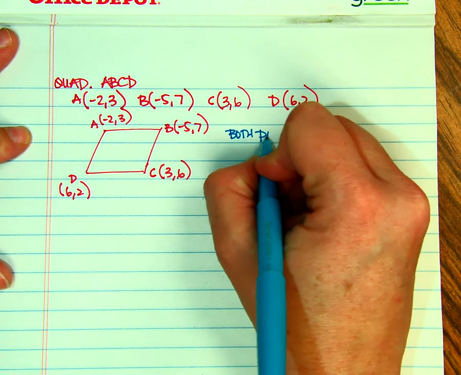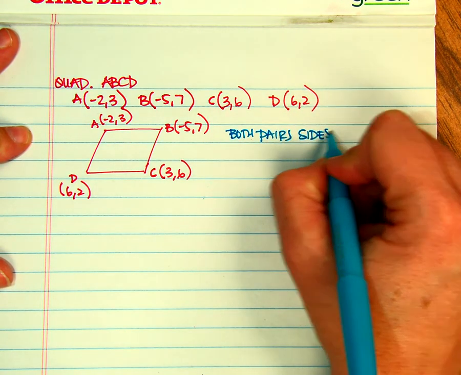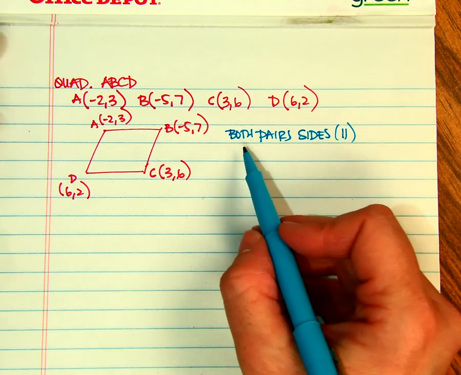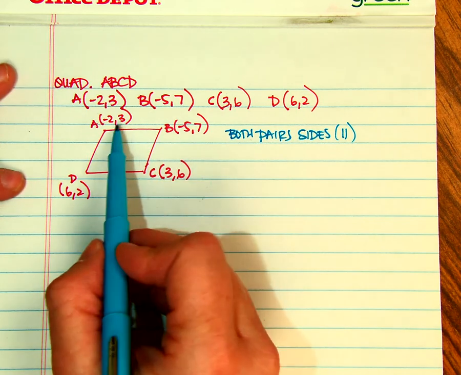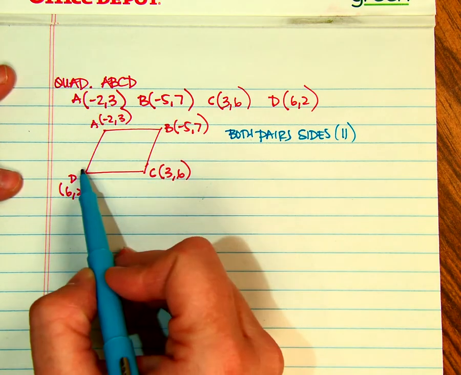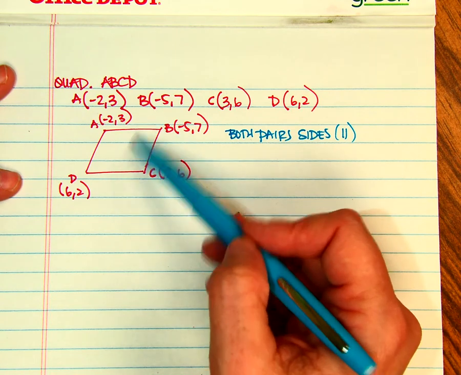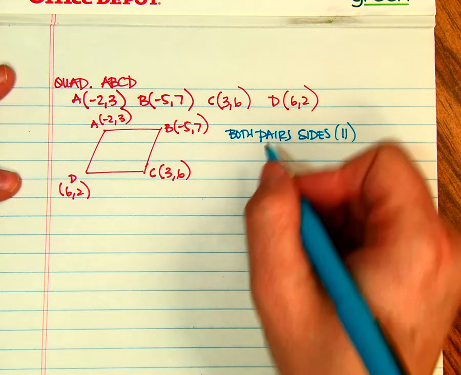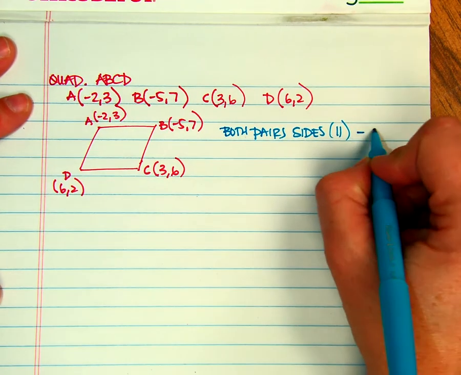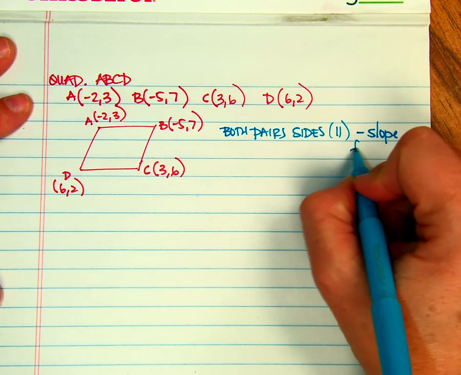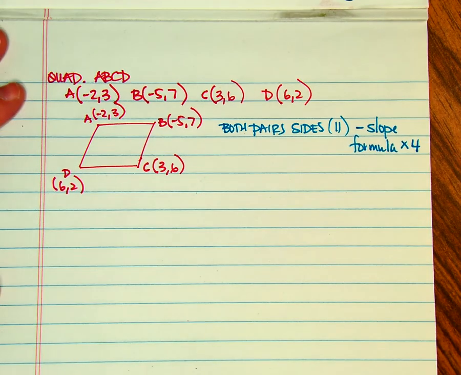I'm going to kind of just abbreviate this. Okay, so if I tried to prove that both pairs of sides are parallel, I would be using the slope formula 4 times. And I'd be checking to make sure that these two lines have the same slope and these two have the same slope. So here are my choices. I can use both pairs of opposite sides by using the slope formula times 4. I have to use it 4 times.